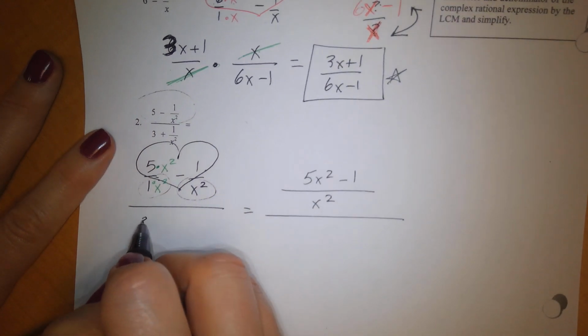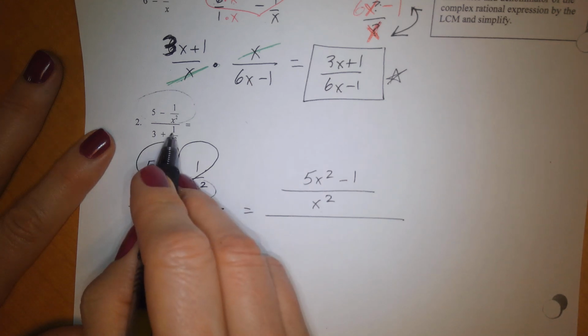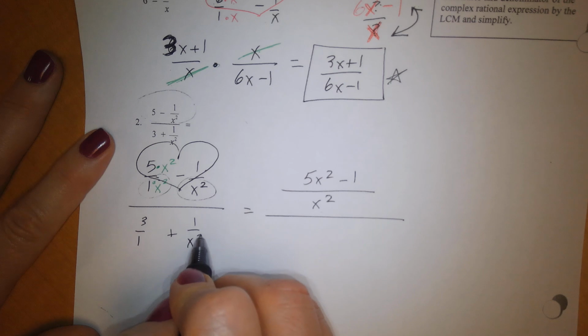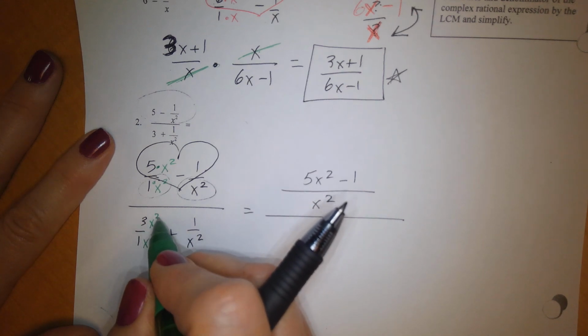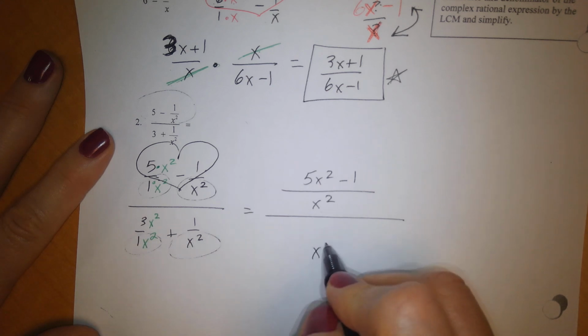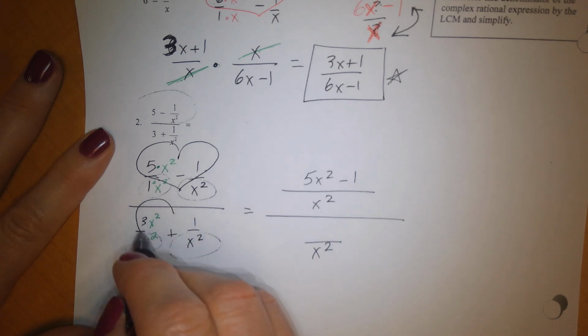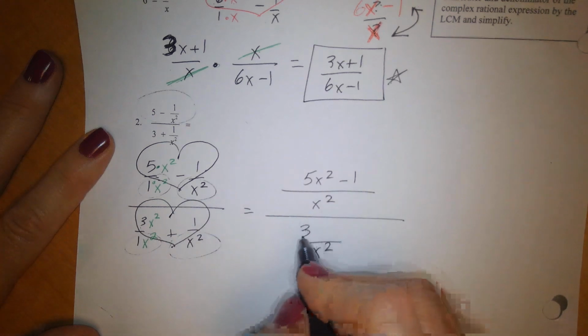In the bottom, I'll have 3 over 1 plus 1 over x squared. Common denominator is going to be x squared, so I'm going to multiply both top and bottom by x squared. So now that they have common denominators, I simply add the numerators together, so 3x squared plus 1.